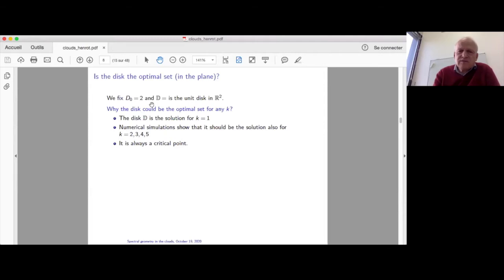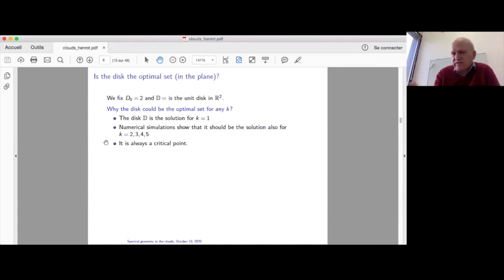believe that the disk is the minimizer for any k? And at the beginning, we were more or less thinking that it could be the case. Because, first of all, as you have already seen, the disk is the minimizer for lambda_1. When we performed some numerical simulations, which we did with Beniamin Bogosel, we have seen that the disk seems to be the minimizer for lambda_2, lambda_3, lambda_4, lambda_5. And moreover, it's easy to see, and we'll come back to this point, that the disk is always critical to minimize.